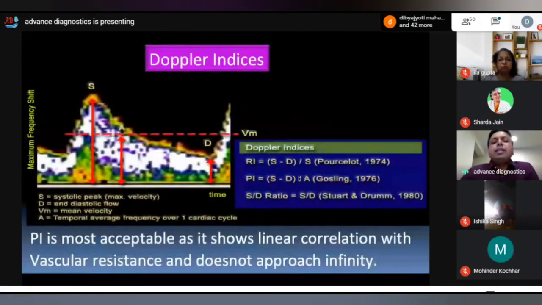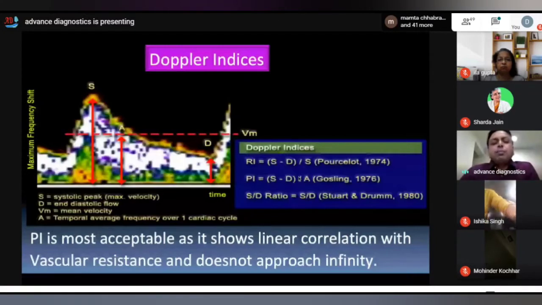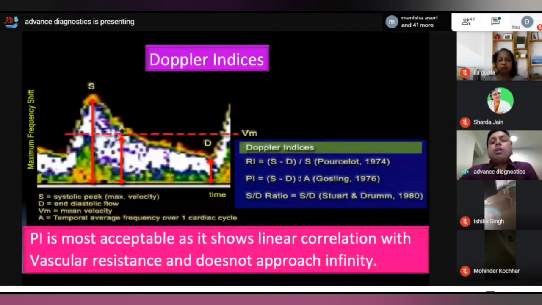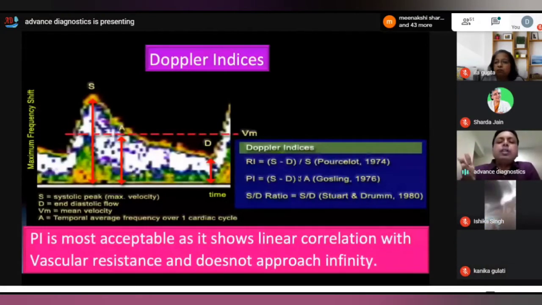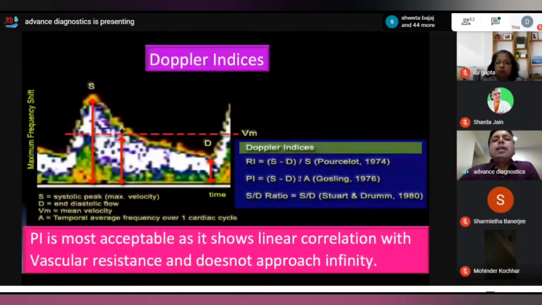Second thing is that we should not go for anything else. Even now people ask, "Sir, you told us the PI, what is the S/D ratio?" So PI is the most acceptable, it shows a linear relationship with the vascular resistance, and it does not approach infinity. That means if S/D ratio is taken as a Doppler index and the diastolic value goes down to 0, then the value will approach infinity. That is not possible. So that is why PI is the most acceptable Doppler index and it should be used; everything other than PI is out of the window. It is not needed.